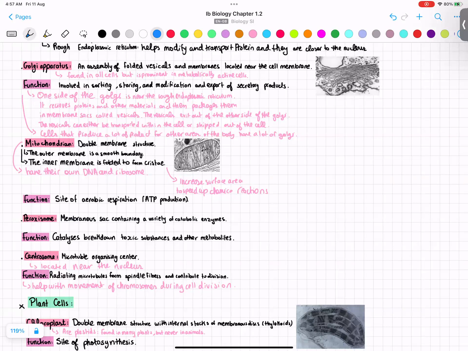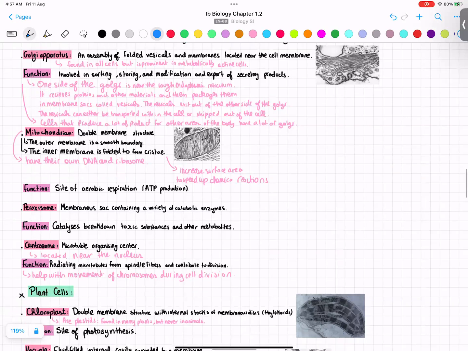So basically, you're going to be talking about that in depth in chapter 1.6. So just keep that in mind. Know what the centrosome is, that way you can build on your knowledge. It also helps with the movement of chromosomes during cell division, like I previously said. But for now, just know that it's a microtubule organizing center, because you don't have to know this for chapter 1.2, but for chapter 1.6, you definitely have to know this.